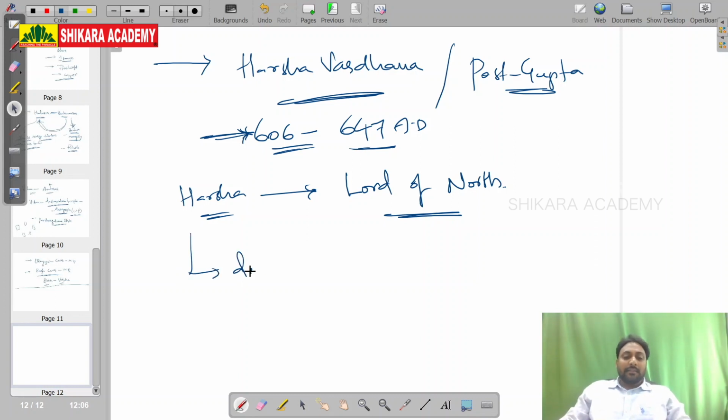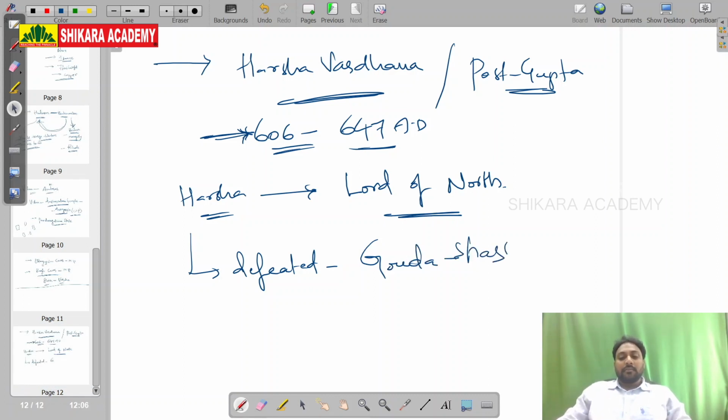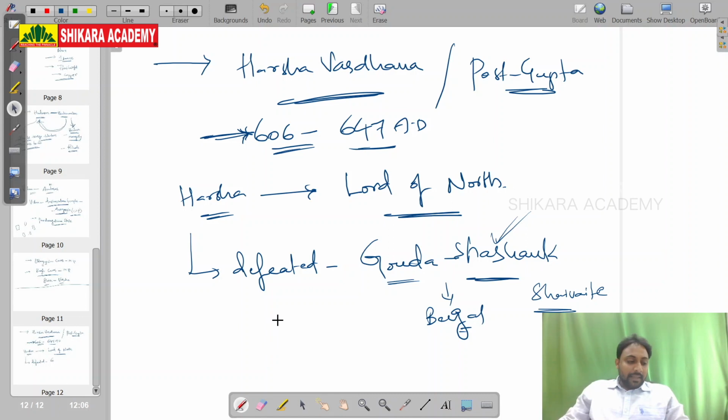Harsha defeated Gauda Shashank. He is a ruler of Bengal. Bengal is called Gauda Desha in ancient times. And Harsha defeated this powerful Shashank. And Shashank is a Shaivite. He got defeated at the hands of a small boy, Harsha. Harsha was a young boy when he defeated the dynamic Shashank.